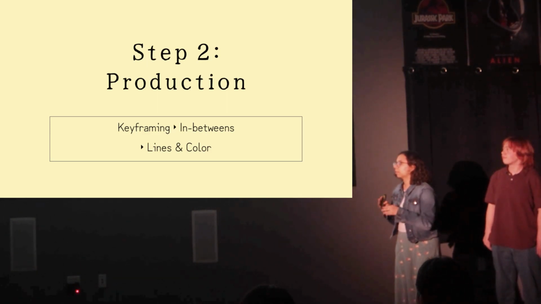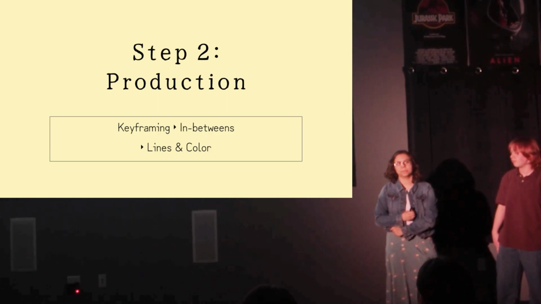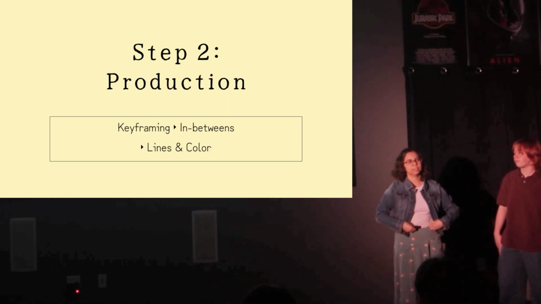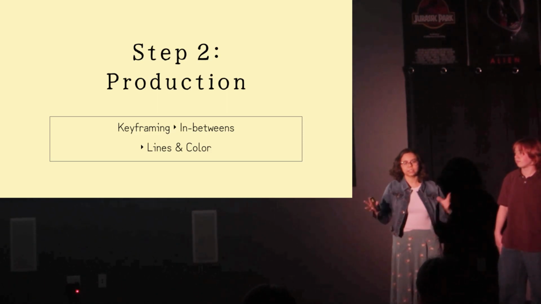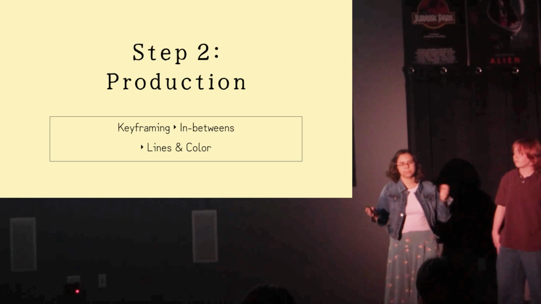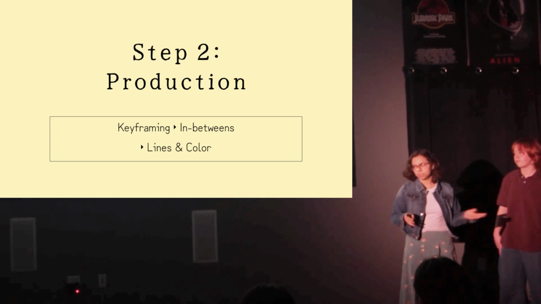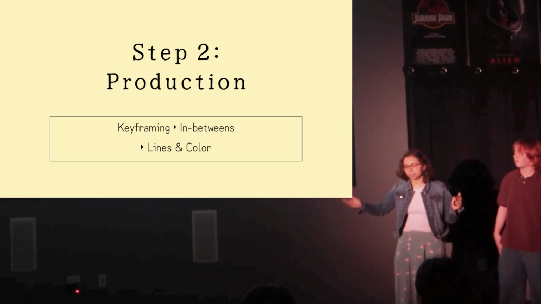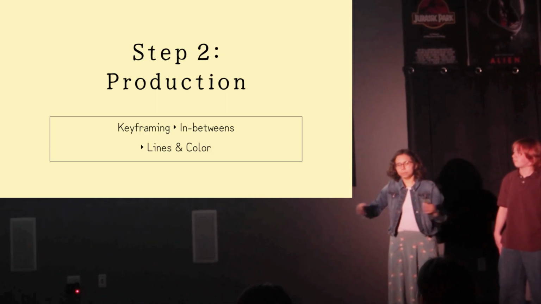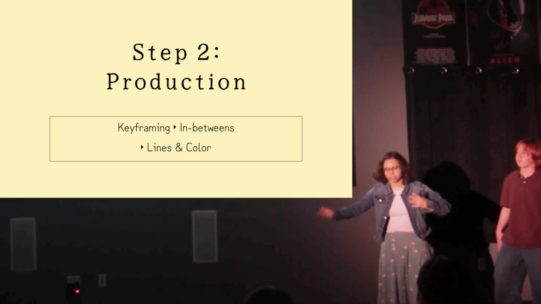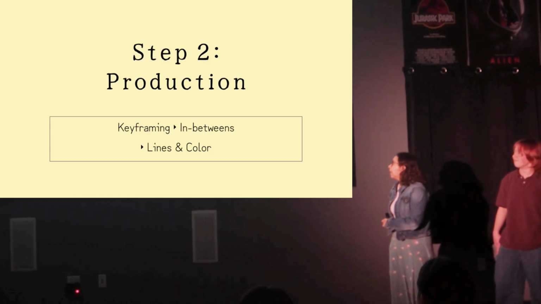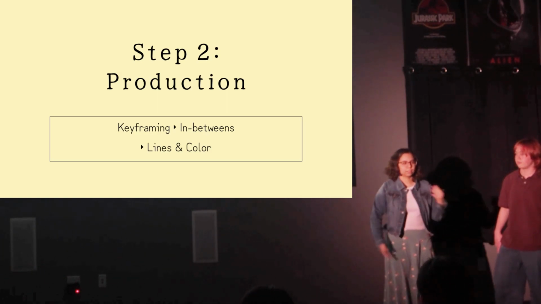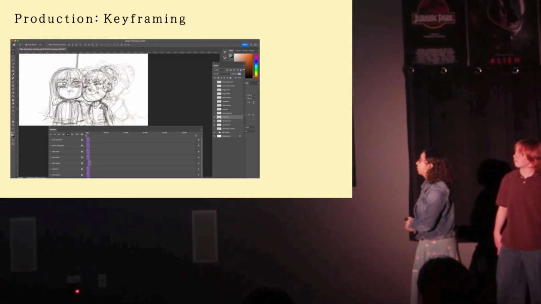Step 2, the meat of the project, production. The workflow for animation is basically you first start off with what are called keyframes, which is planning the actions and movements of the scene without actually drawing the full movements. So you do the keyframes for everything, and then you come back in and do all the in-betweens to actually have the movements be movementy. And then after that you go over them and do all the lines, the line art, and the colors, to make it all more polished.